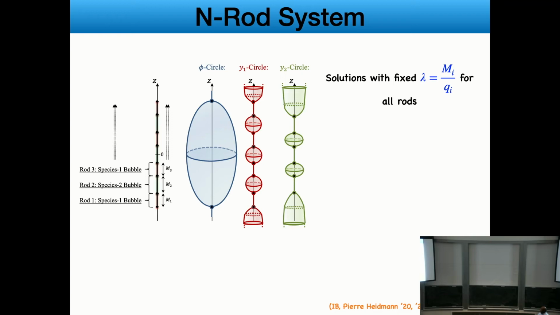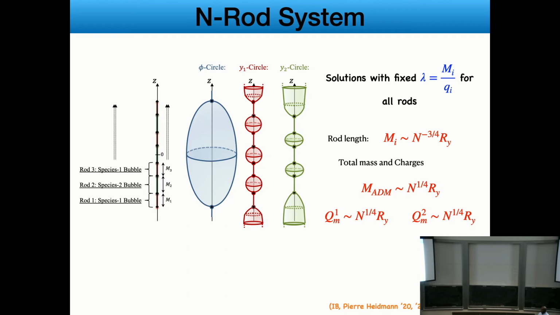So you can associate a mass to each one of these segments, meaning individual smaller degrees of freedom, and they have some charge. In the case where their mass to charge ratio is fixed, you can construct a solution in equilibrium where the typical mass is given by the number of these particles that I put together. They can have an ADM mass, or the mass that I would see from the outside, which will scale with the number of these particles. So I can make it big and large, and they will carry some charges in my theory.